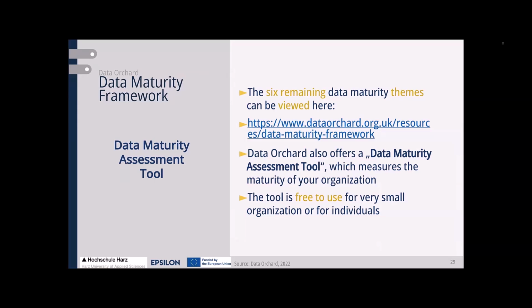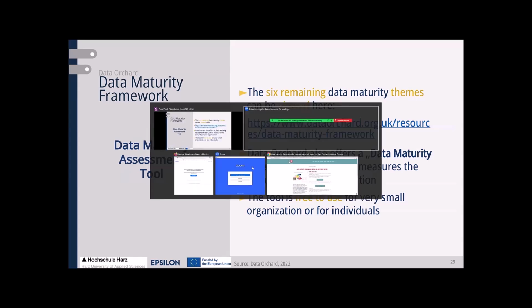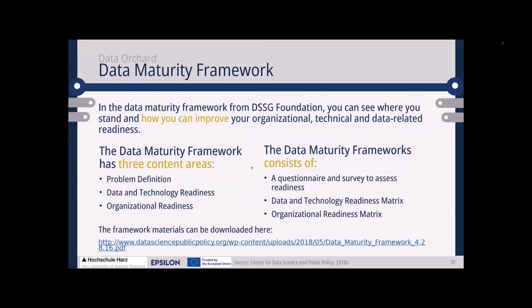What DataOrchid also offers is a data maturity assessment tool. This tool measures the maturity of your organization. So it's not only the data, but also your organization that can be assessed. And it is free to use for small organizations or individuals. If you're a larger organization, you can also apply this, but then you have to pay for that. And it's not only focused on data. DataOrchid also offers to evaluate a data strategy, for instance, to assess a given strategy within the data science framework. So this is basically what DataOrchid offers.